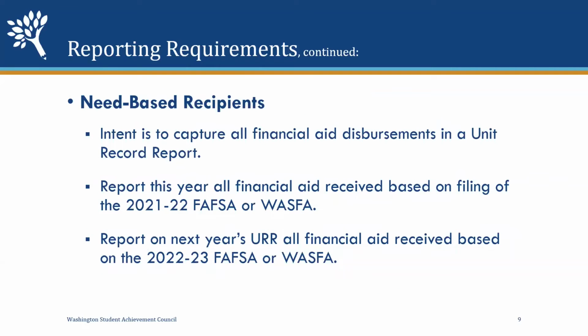The intention of the unit record is to capture all financial aid disbursements in a unit record report. And we want to capture that information term by term. We use that information to build our reports on. For the 21-22 information, you'll be using the 21-22 FAFSA or WSFA. Next year, we use the 22-23 FAFSA or WSFA. So we are basically a year behind the year you're currently awarding for.